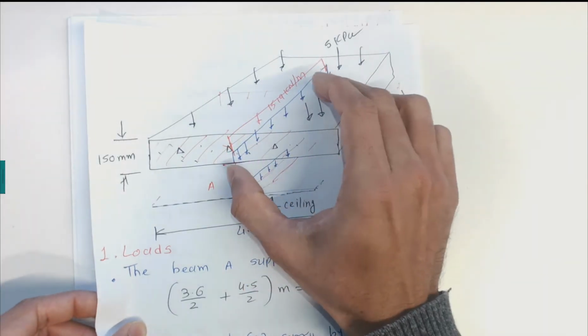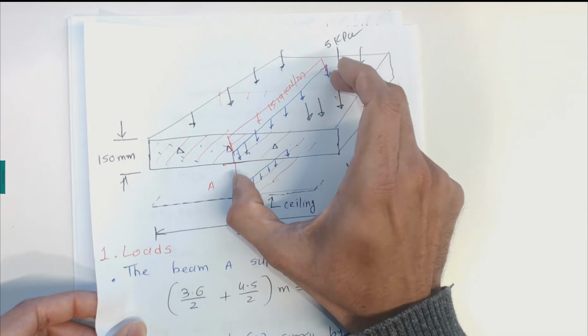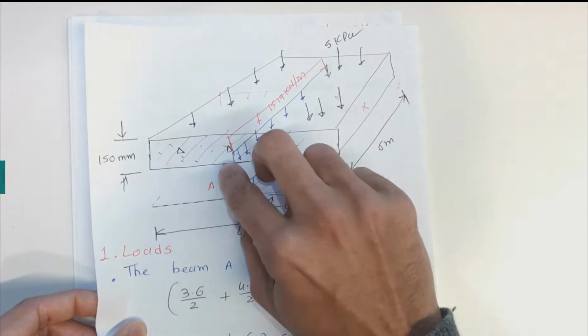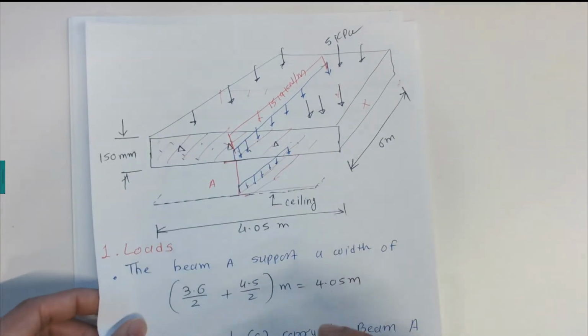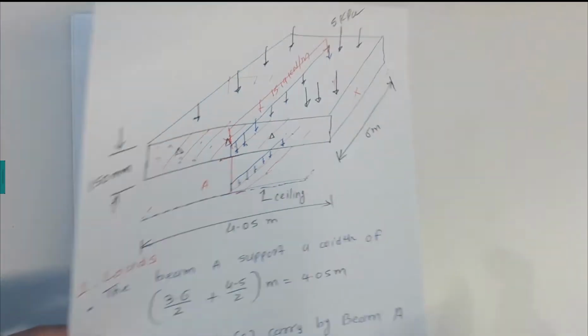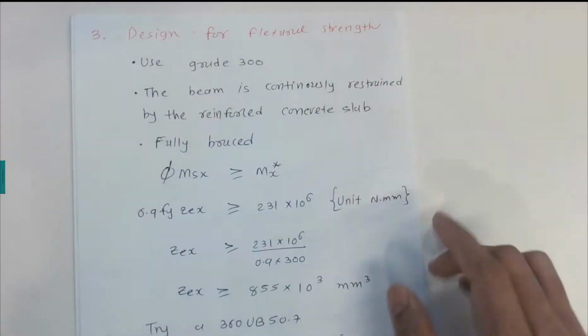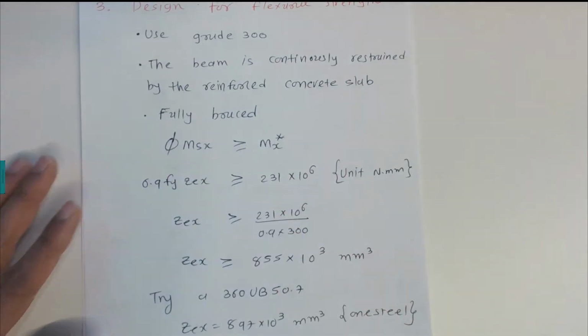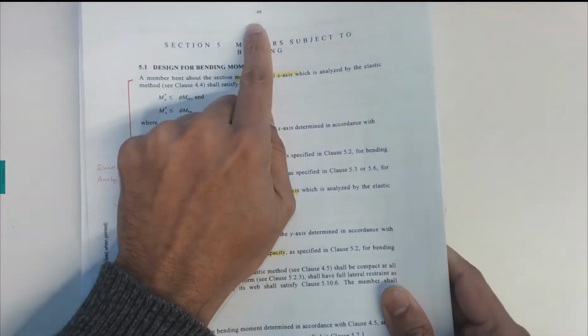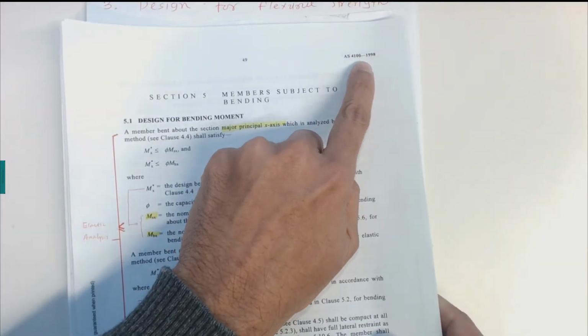As we said in the previous video, if the steel beam is fully restrained, it is governed by the section moment capacity, not the member moment capacity. So we're going to find the section moment capacity for a fully braced steel beam. This condition is given in the Australian standard AS 4100, on page number 49.